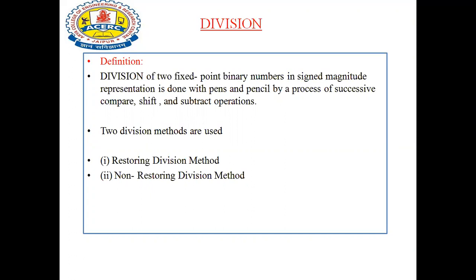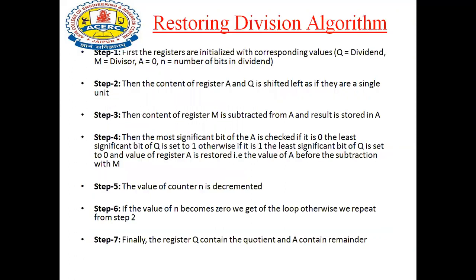Basically, computer architecture uses two division methods. First, the restoring division method, and second, the non-restoring division method. First, we are discussing the restoring division algorithm. We use 7 steps in the restoring division algorithm.